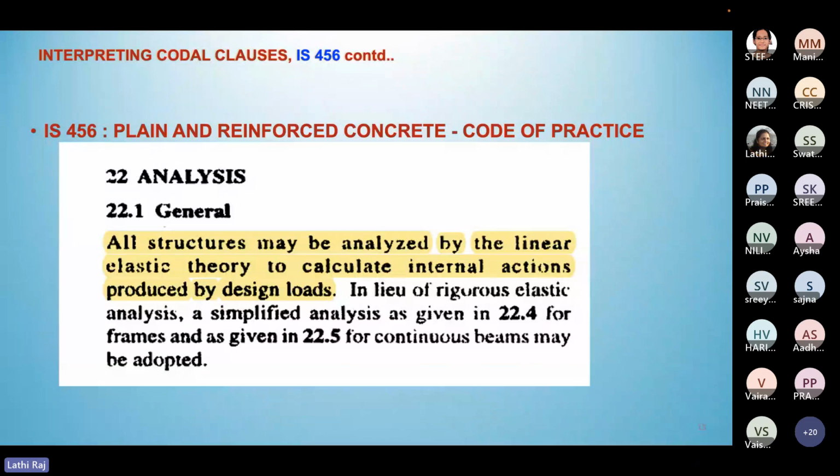Now, this is how you are analyzing it. All structures may be analyzed by the linear elastic theory to calculate the internal actions produced by design loads. So how are you analyzing your beams and columns or the frames?